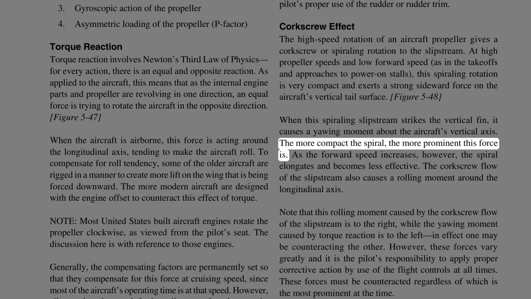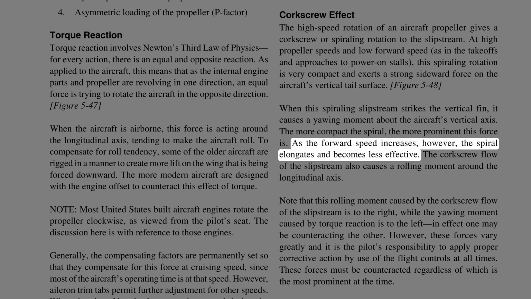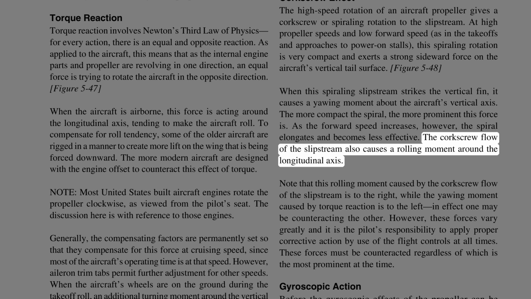The more compact the spiral, the more prominent this force is. As the forward speed increases, however, the spiral elongates and becomes less effective. The corkscrew flow of the slipstream also causes a rolling moment around the longitudinal axis.